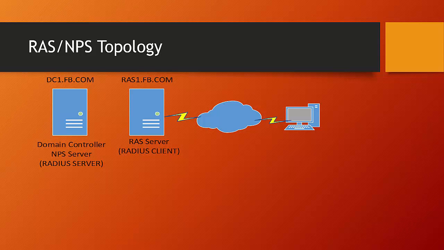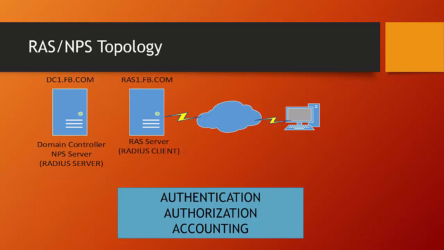Now, although we're using remote access, as I said in the previous slide, don't forget that this could quite easily be another manufacturer's piece of software, or indeed a piece of hardware that's challenging the client computer or user connection information and passing that onto an NPS server. The NPS server then is acting as a centralized authentication, authorization and accounting system, a AAA system.